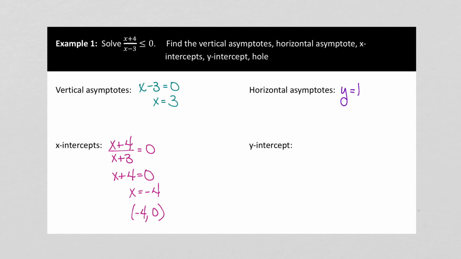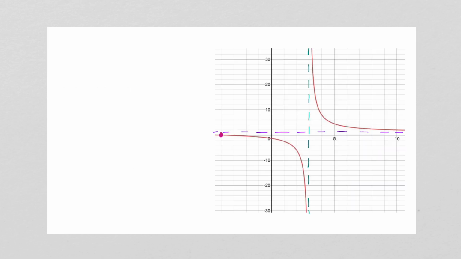And then the y-intercept. Well, that's where we put 0 in for x. So the y-intercept is going to be at negative 4/3 or negative 1.33 or negative 1 1/3, however you want to write it. So about right there.